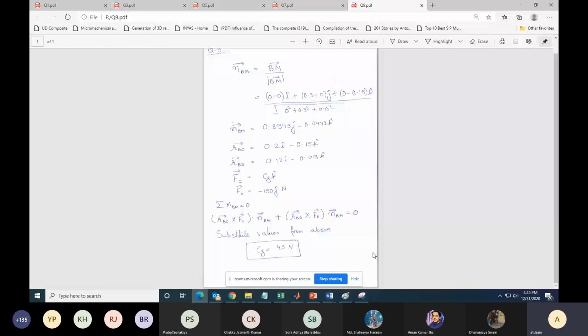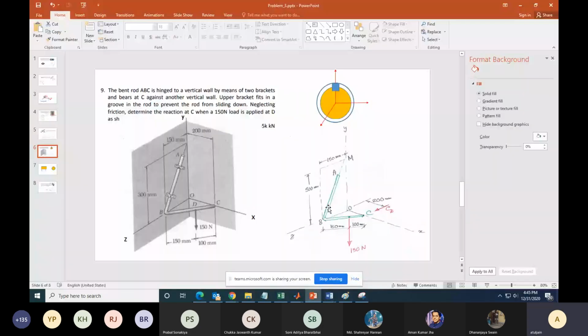Sir, can you show the free body diagram once? This is actually not a complete free body diagram because I did not draw the reactions at the two brackets. Sir, could you just draw the forces so we would get a wholesome idea? Yes, I can do that. So they are saying upper bracket.